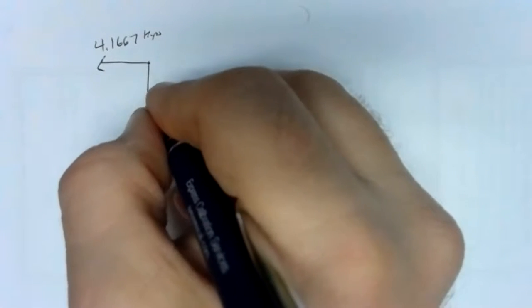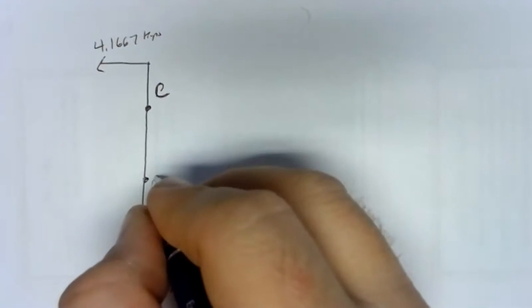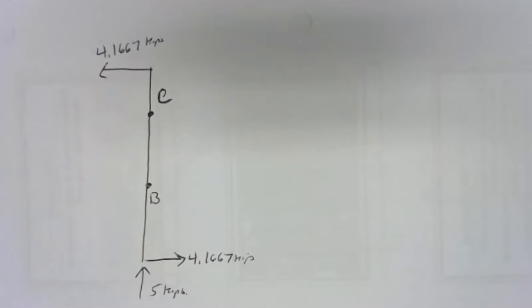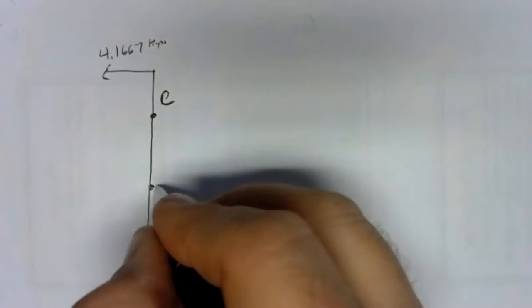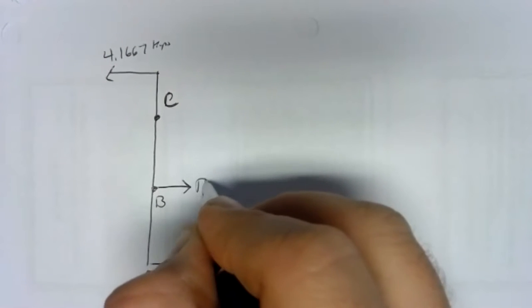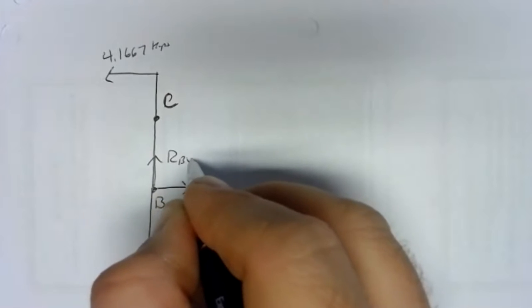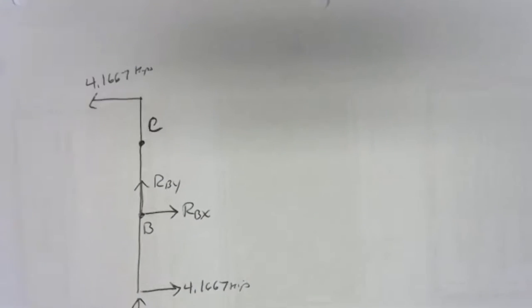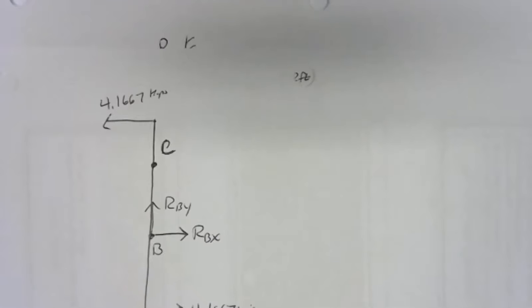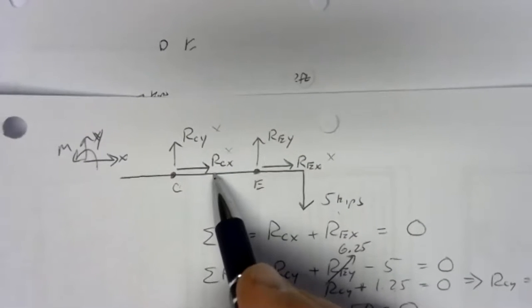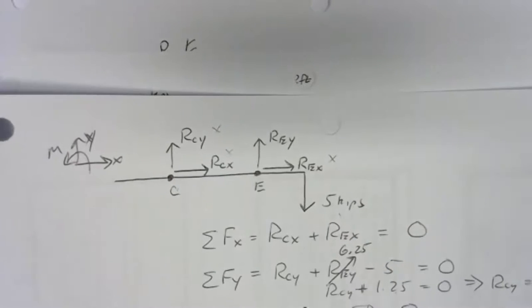So we have C and B. Now, joint B, I haven't used before. I haven't encountered B before. I have not drawn anything about it in a free body diagram anywhere. So that means draw it positive. RBX and RBY. C, however, I've used before. I've already made an assumption about C. In my free body diagram for the horizontal member, I assumed RCX was to the right and RCY was up.